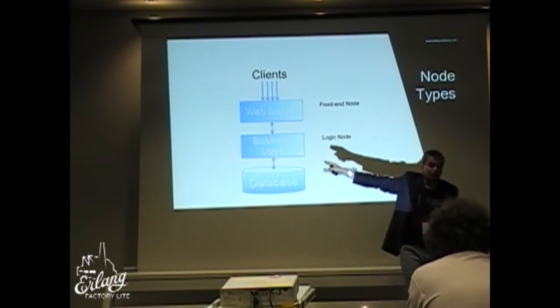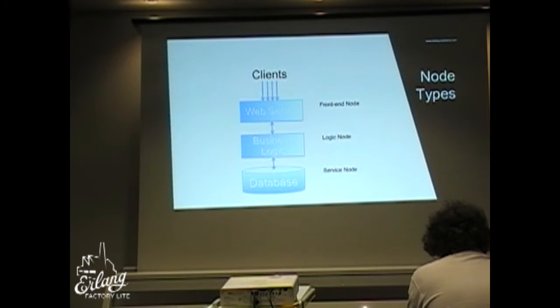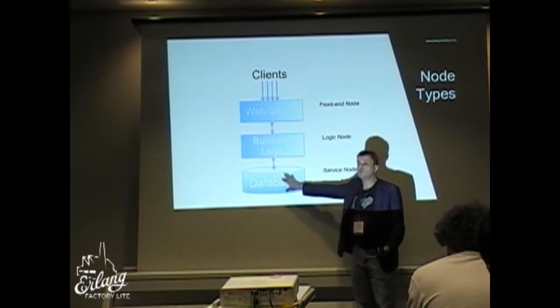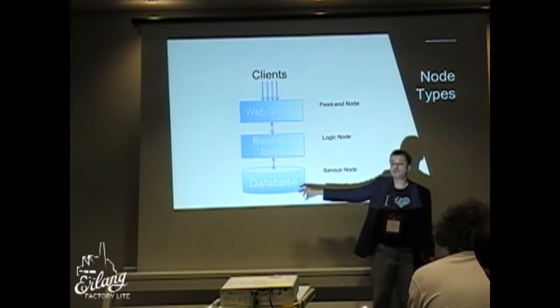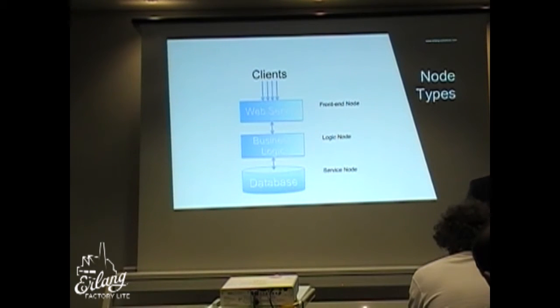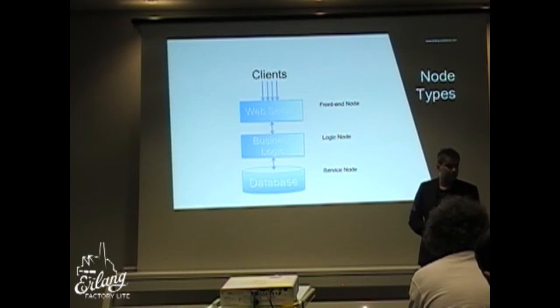You then have your logic nodes. The logic nodes are the nodes which run all your business logic. So everything which has to do with the application you're writing. And finally, you've got what we call service nodes. And the service nodes will provide some form of service. It could be a database, it could be an API towards a third-party system, it could be an authentication server. So it's microservices at its best, even before the term was invented.